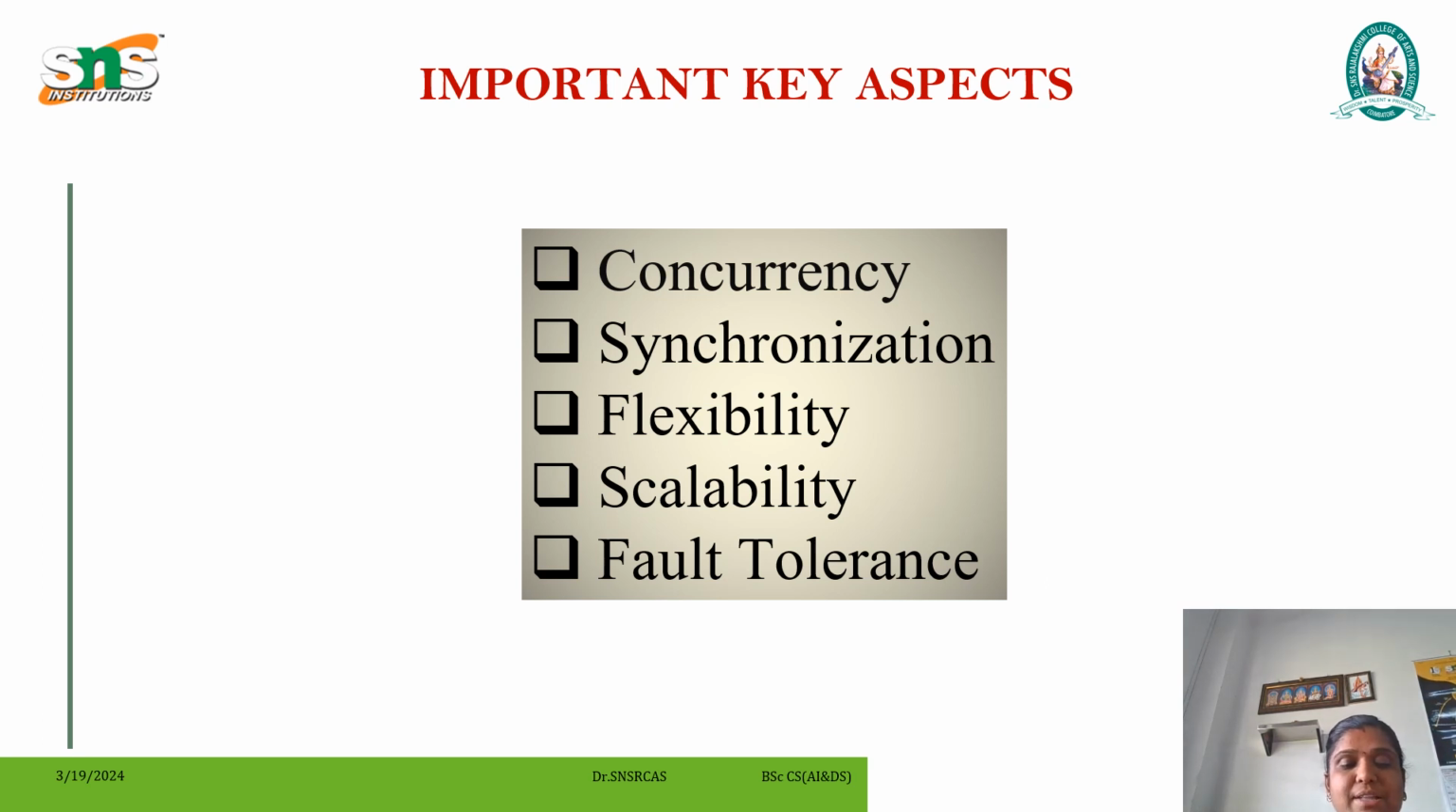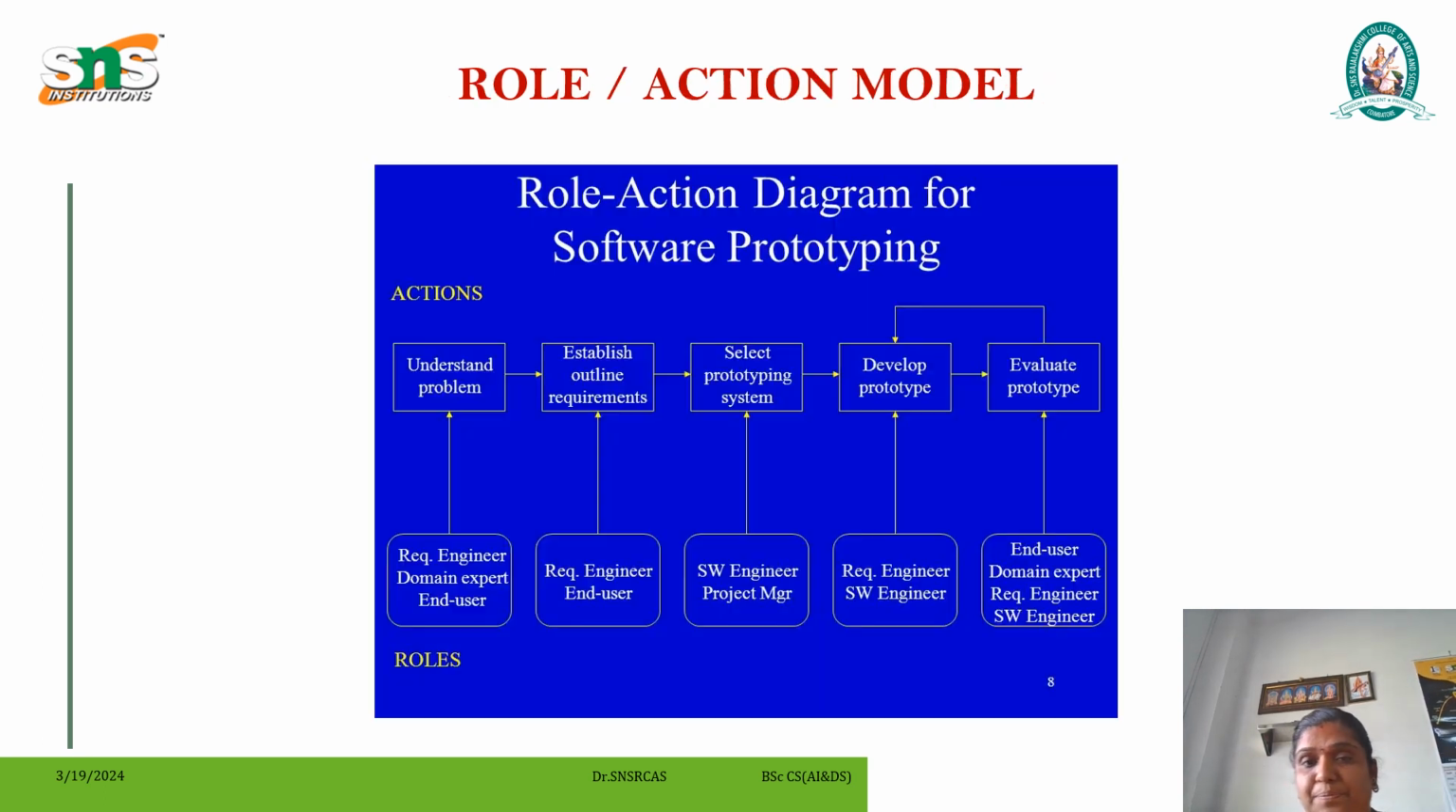Fault tolerance. The decentralized nature of the data flow model enhances fault tolerance in distributed systems. Since computations are distributed across multiple nodes, failures in individual components can be isolated and managed without affecting the overall system. Additionally, the data flow framework often incorporates mechanisms for fault detection, fault recovery, and resilience, further enhancing the reliability of the system. Role action model.